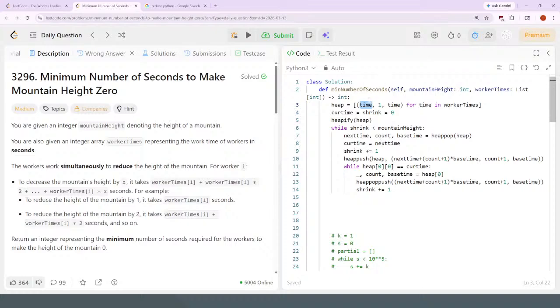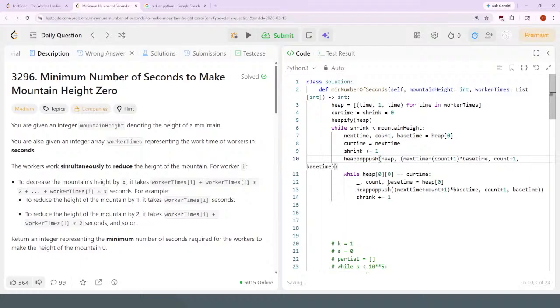First one of each of those is just their initial worker time. Current time becomes next time. Shrink increases by 1 by using that. I should probably use heap push pop here as well. Heap at 0 is that. And then heap push pop. Heap pop push. Which is to just replace.